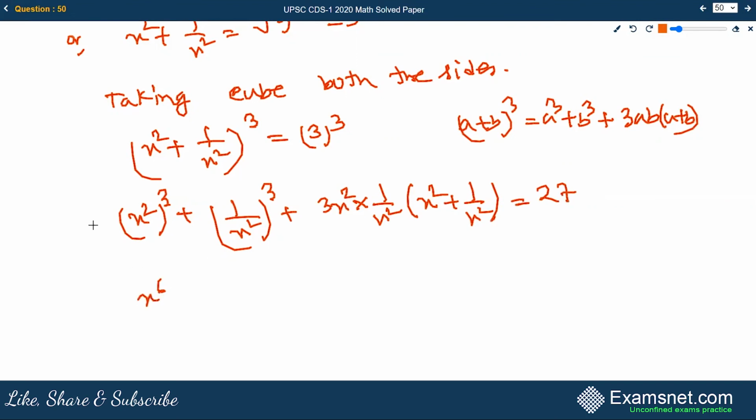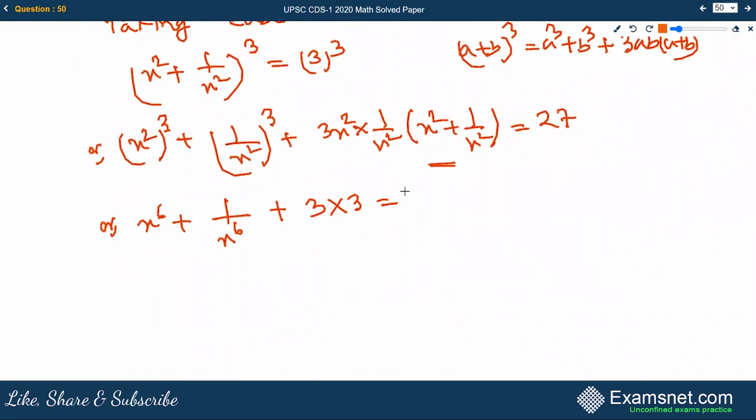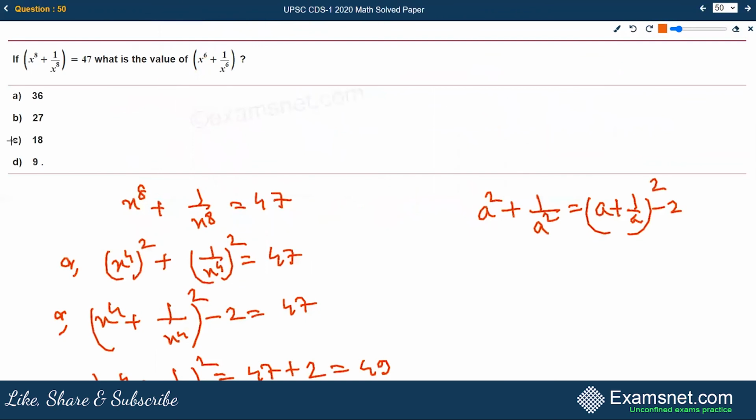So this will give us x to the power 6 plus 1 by x to the power 6 plus 3, and x square plus 1 by x square, the value is 3, multiplied by 3, which is 27. Now the value for x to the power 6 plus 1 by x to the power 6, that is 27 minus 9, will result in 18. So the required expression results in 18. So here the correct option is option C.